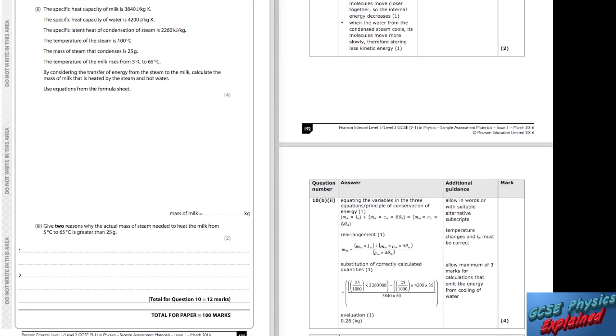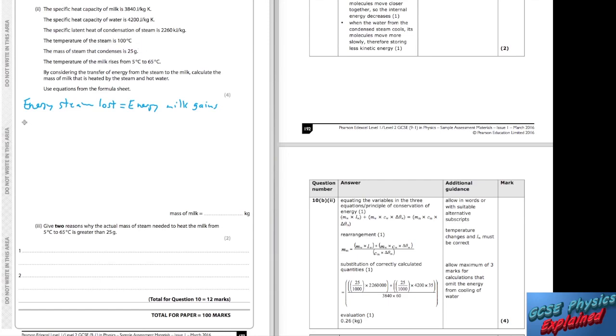So, what you've got here is the steam, the energy from the steam lost is going to be equal to the energy that the milk gains. So we've got the temperature of the steam is 100 and it's going to go down to 65 because the temperature of the steam at the end will be the same as the milk at the end.